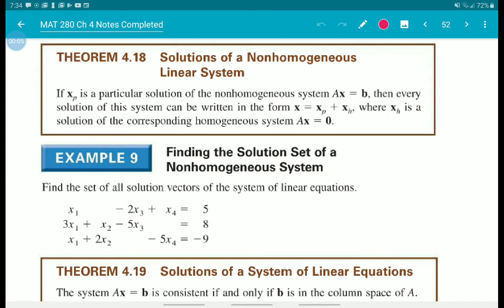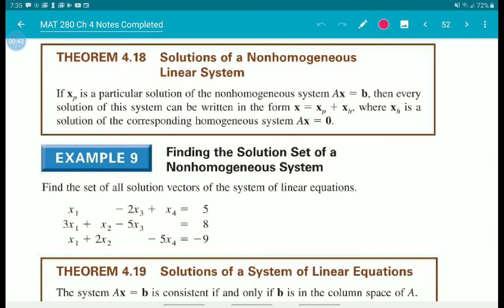So let's talk about a few more things before we get into some fun stuff. So let's say we have xp. xp is a particular solution. So we're starting with a non-homogeneous system. Non-homogeneous means Ax is equal to some b vector and we don't have all zeros there. Then that means that every solution can be written in the form of x equals xp, which is the particular solution, plus the solution xh, which is the homogeneous solution.